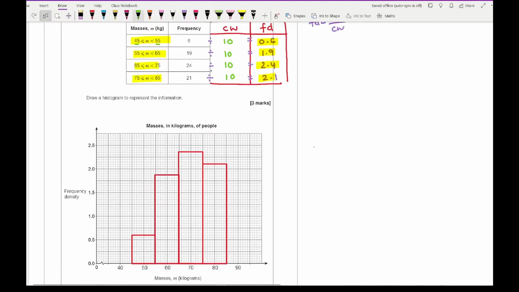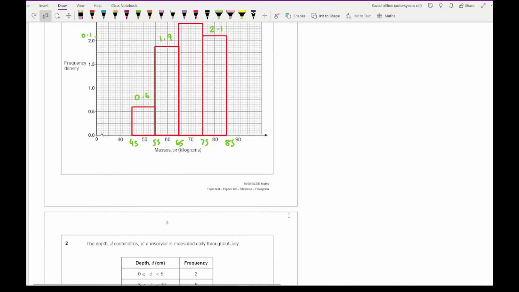Now in terms of the height of those bars, so this one is at 0.6, this one is at 1.9, this one is at 2.4, and this one is at 2.1. Make sure you're reading these scales carefully. So for example, every little 2 boxes represents 0.1. And again, make sure you're plotting it correctly, as in this one we're going from 45, 55, 65, 75 and 85. So again, axes not really that helpful on this particular graph, but again definitely achievable and manageable.